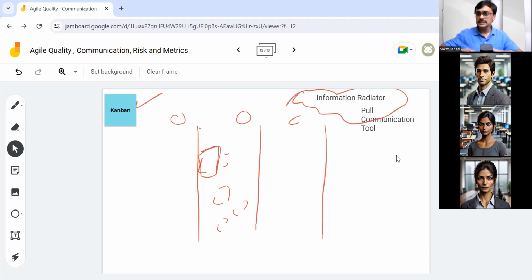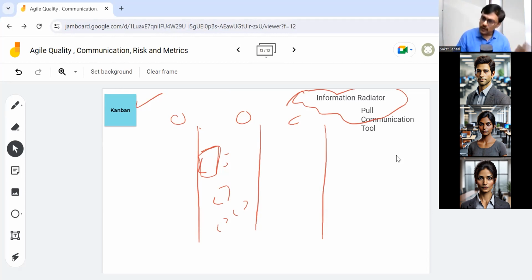And now if I make this information easily accessible, easily visible at a common place, then it becomes an information radiator. Information radiator means that this pull communication is put at a common place. It keeps radiating the critical information to all of you. You can go and consume it. So that's a term, information radiator.